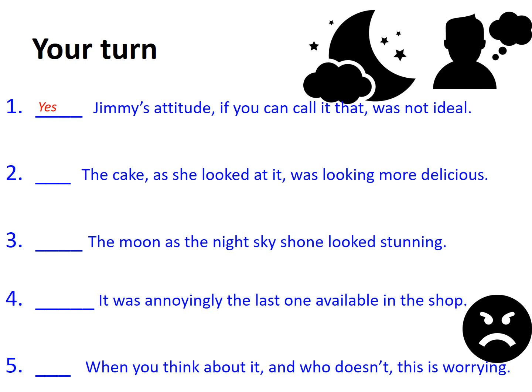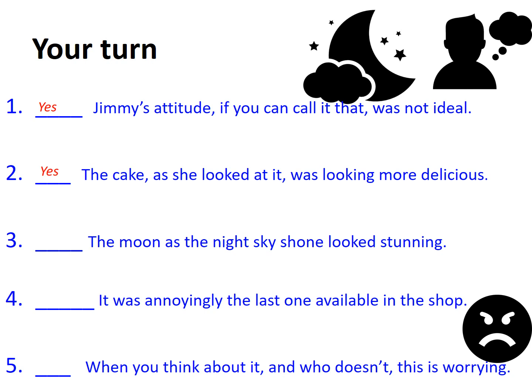The cake, as she looked at it, was looking more delicious. This additional interrupter with as she looked at it is intensifying and emphasising how much this person is thinking about the cake. The interrupter is punctuated correctly, as she looked at it is contained between commas. This is correct.